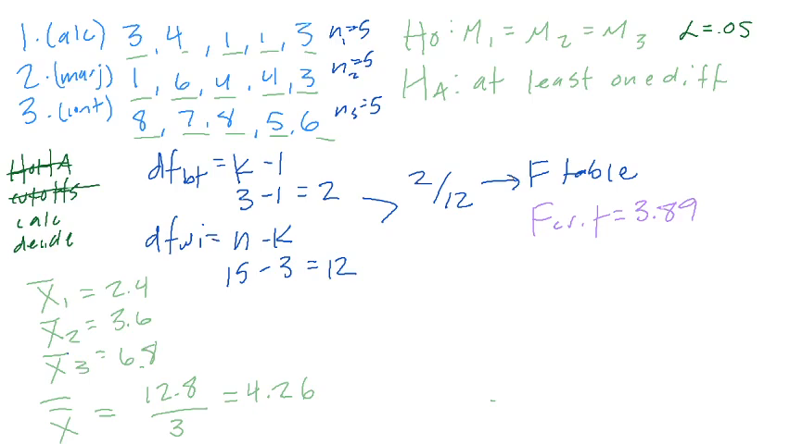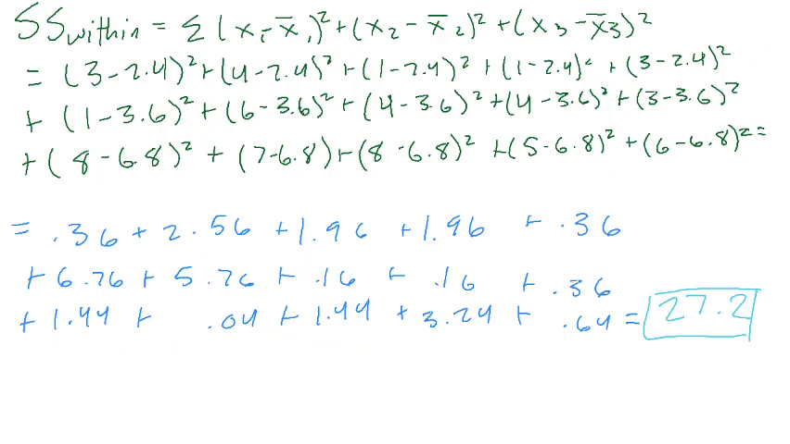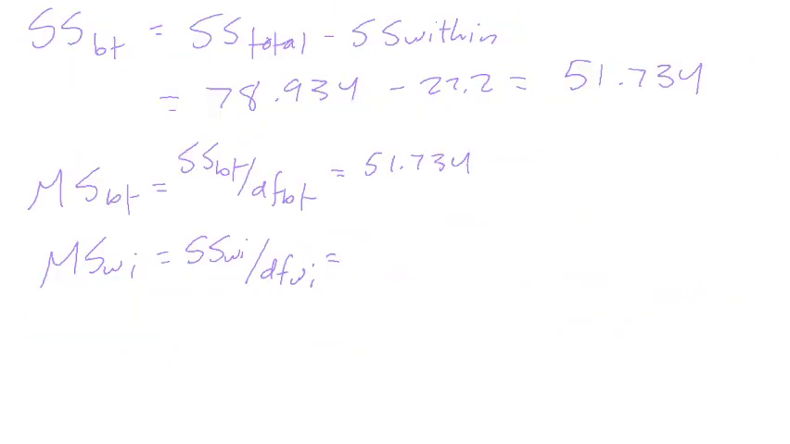Remember, our degrees of freedom between is 2 because we took our number of groups minus 1. Our degrees of freedom within is 12 because it's our total number of data points minus our number of groups. So 51.734, we're going to put that over 2. We get 25.867. We're going to do the same down here for the sum of squares within. We get 27.2 all over 12, because that was our degrees of freedom within, and we get 2.26.